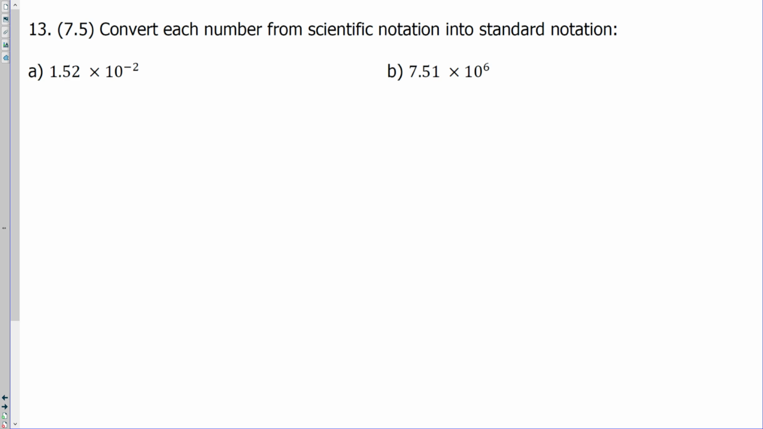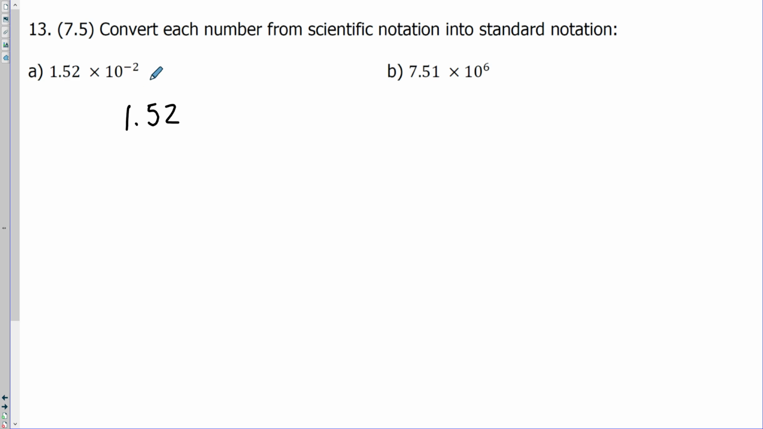Problem 13 is also from section 7.5, and it's also involving scientific notation. But this problem involves coming from the scientific notation and rewriting that in our standard numerical notation. So these are in the scientific form, and we want to write them in standard form. So I'm going to first start by rewriting the number out in front, 1.52. And then we're going to move our decimal point, whatever power we see here. So I see a -2.